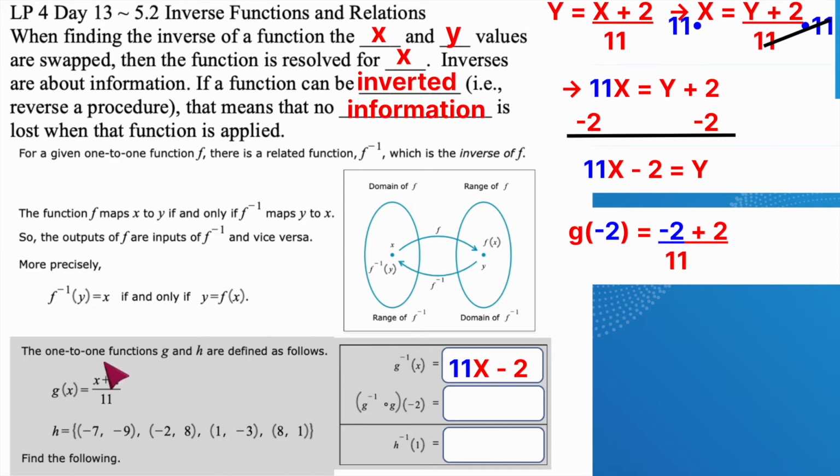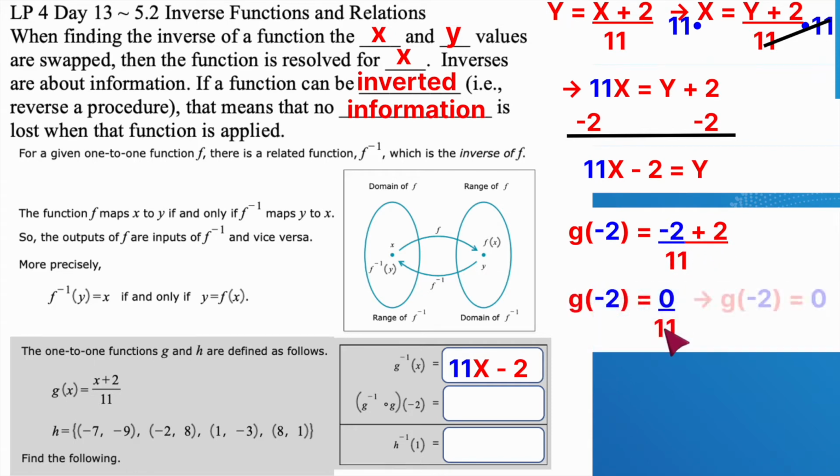So we're using that original function they gave us. So x plus 2 divided by 11. So -2 plus 2 is 0, divided by 11. Well, that's still 0, right? So this is the result of g of -2.